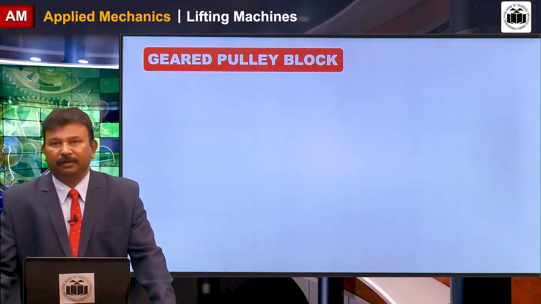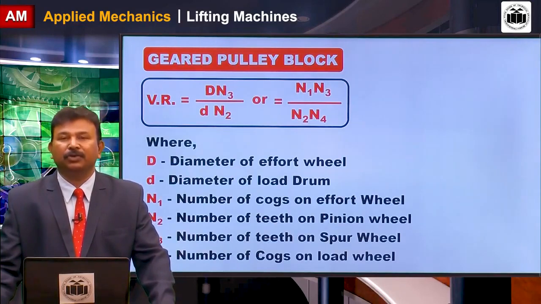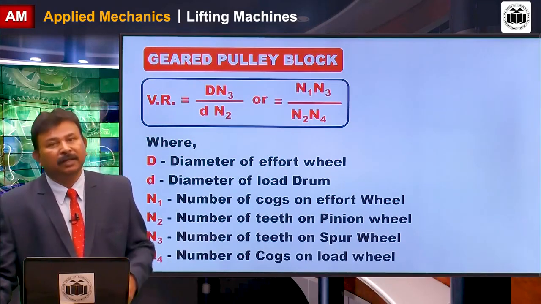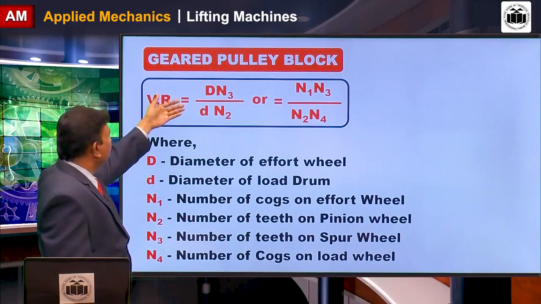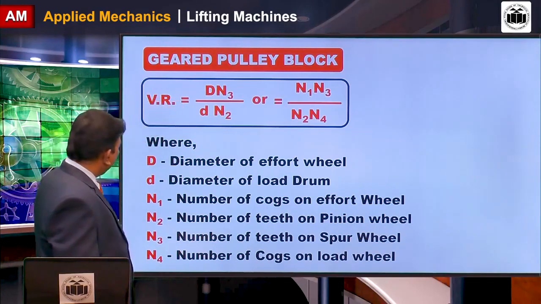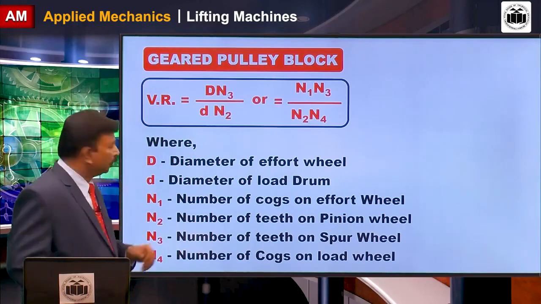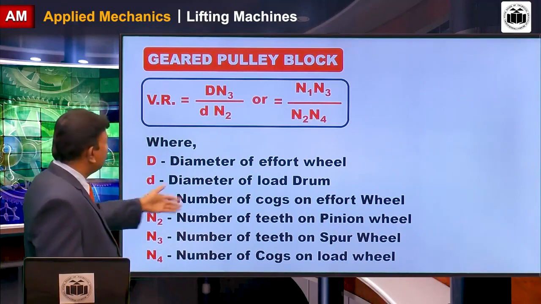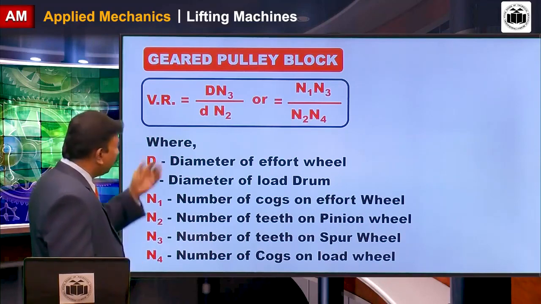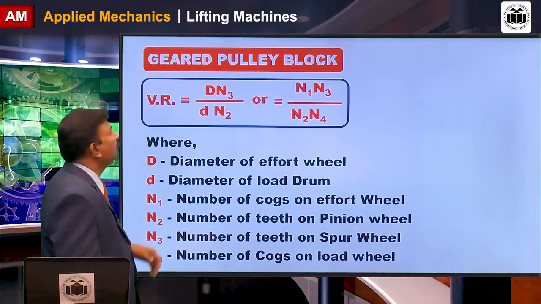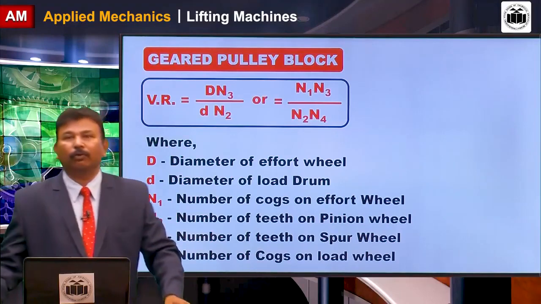Next machine we are learning is geared pulley block. The formula for velocity ratio for geared pulley block is ratio of diameters capital D upon small d and the gear ratio, where capital D indicates diameter of the effort wheel, small d indicates diameter of the load drum, N1 indicates number of cogs on the effort wheel, N2 indicates number of cogs on the pinion wheel, or in terms of only gear ratio, velocity ratio may be N1, N3 upon N2, N4.